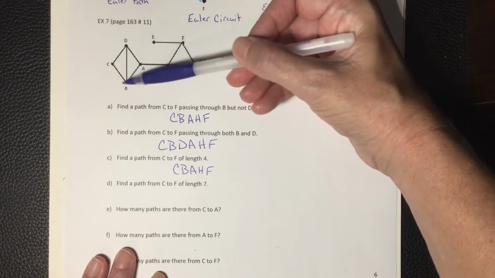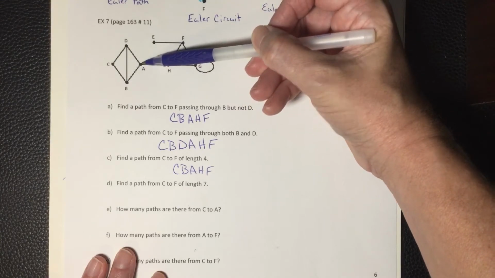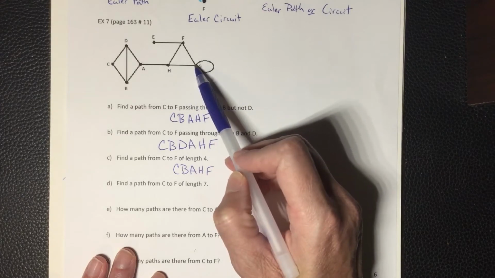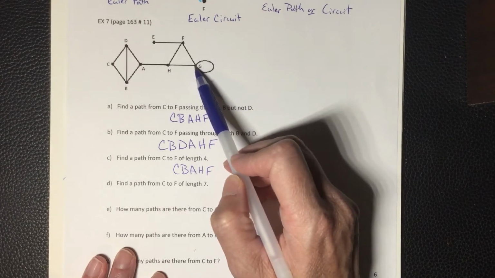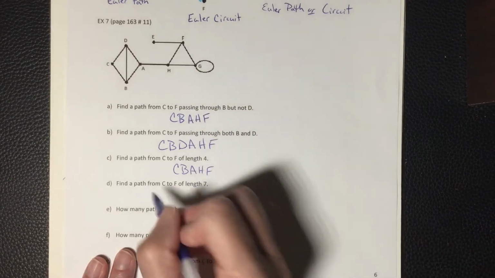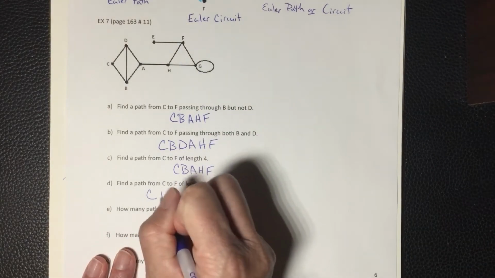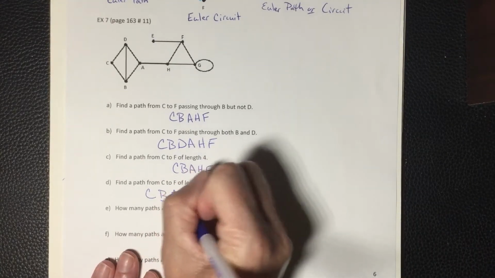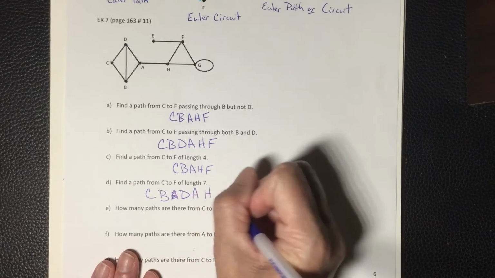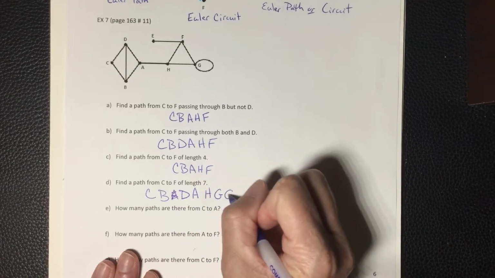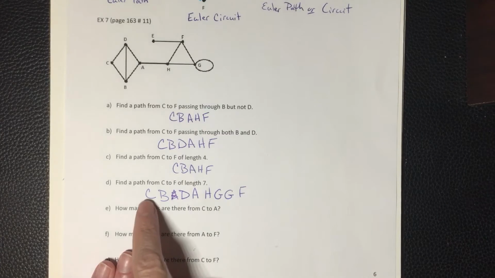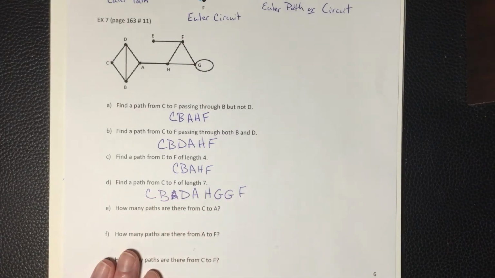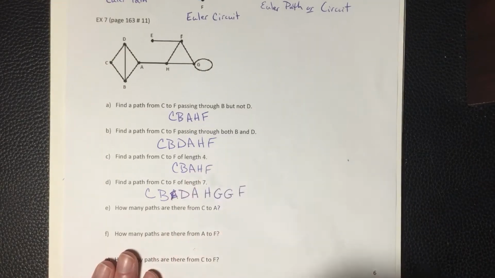So start at C, go to B, D, A, that's 3 edges. 4, let's go to G, that'll give us 5. Then if we do the loops, that'll be 6, and then 7 to F. So we started at C, we went B, D, A, H, G. Now we looped, so we put G twice, and then back to F. So 1, 2, 3, 4, 5, 6, 7, 8 letters. That means the length is 7.